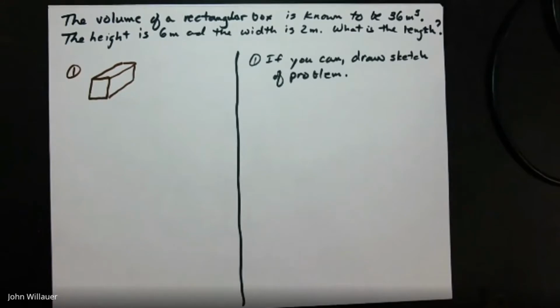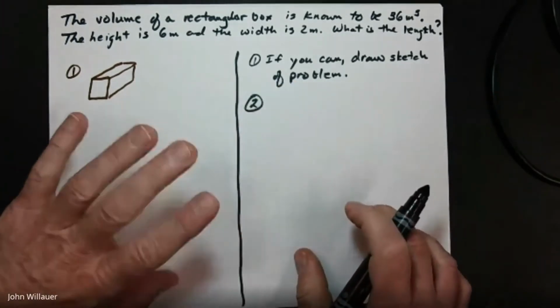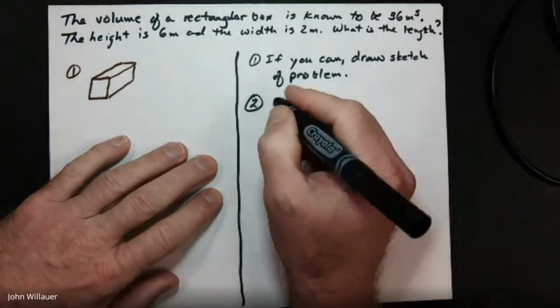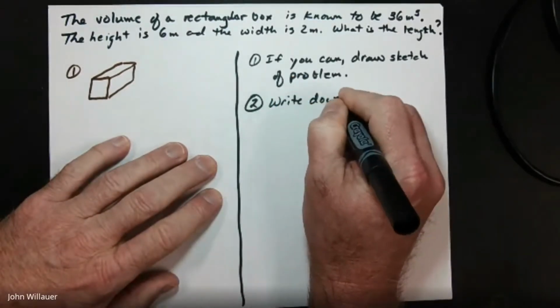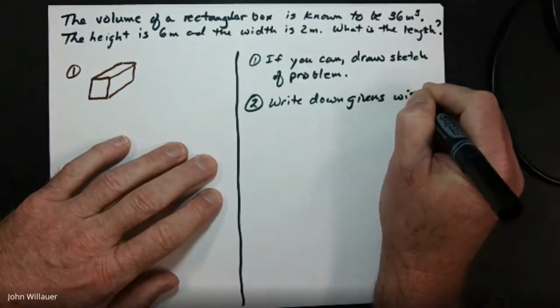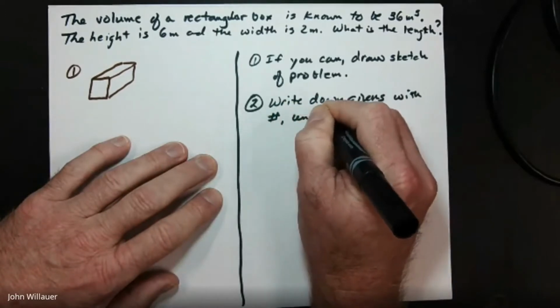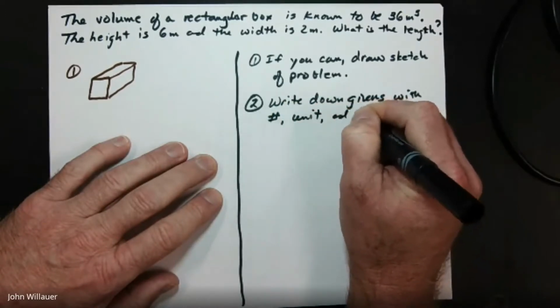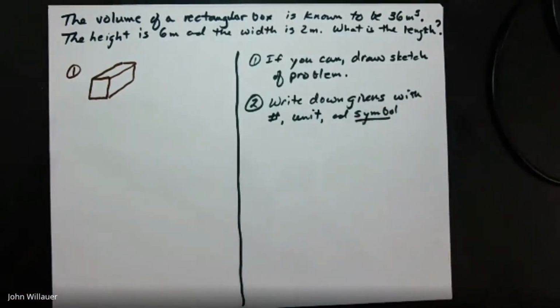All right, so the second thing we want to do is we want to write down our givens. And anytime you do a problem in physics, this is what Ms. Nielsen and I are going to look for. You want to write down the givens with the number, unit, and the symbol. That's going to be your key to doing these problems.